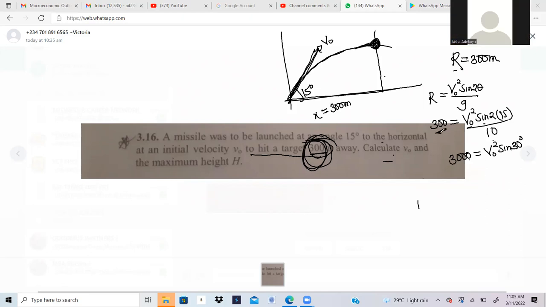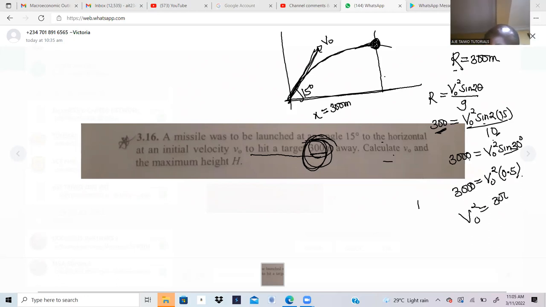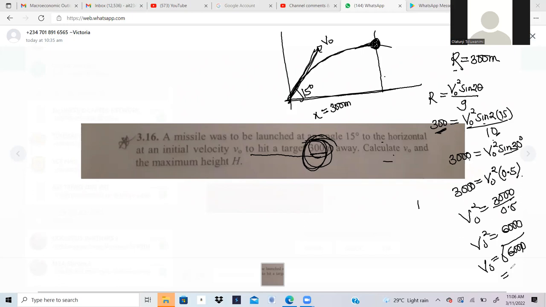So we have 3,000 equals V naught squared sine 30. What's sine 30? Help me now. 0.5. So V naught squared equals 3,000 all over 0.5. So V naught squared equals 6,000. What's now V naught? It's the square root of 6,000. What's the root of 6,000? 77.5 meters per second.